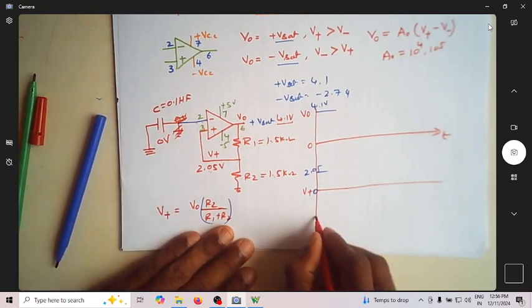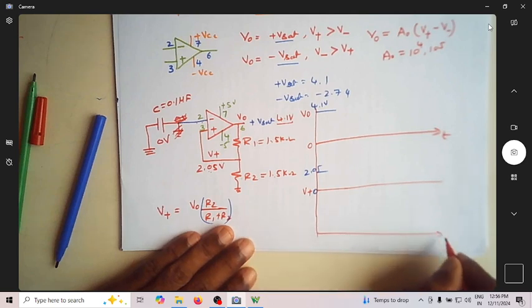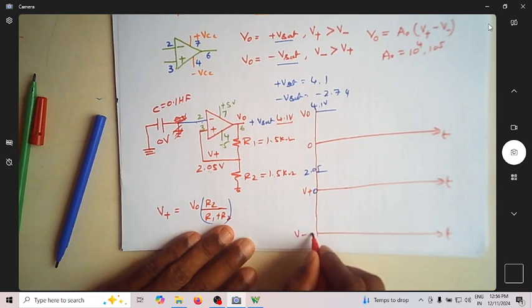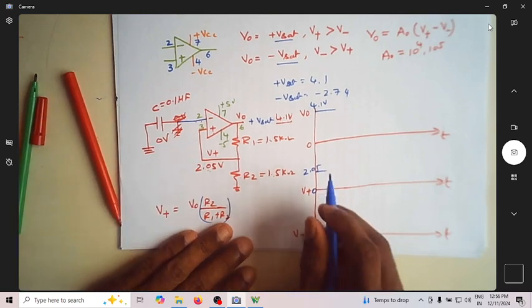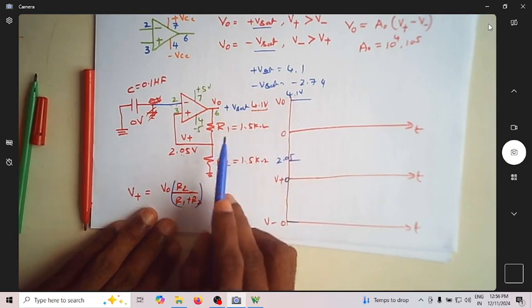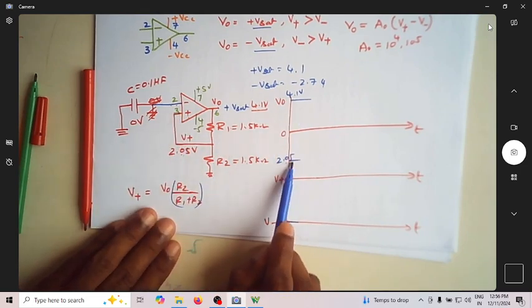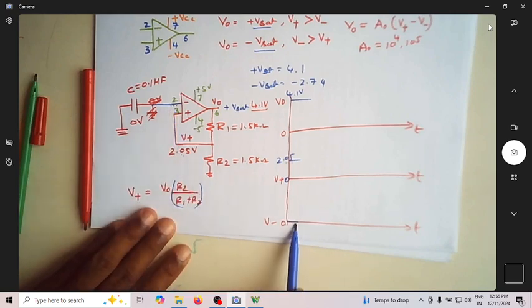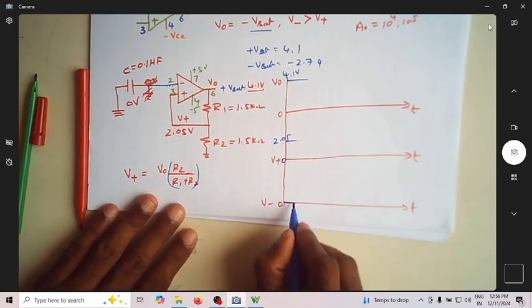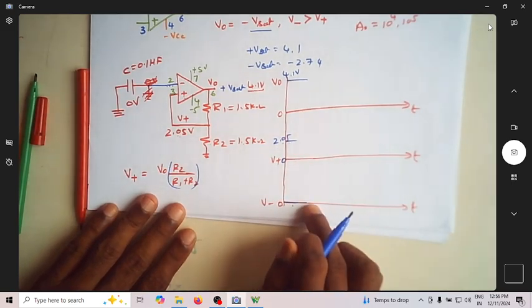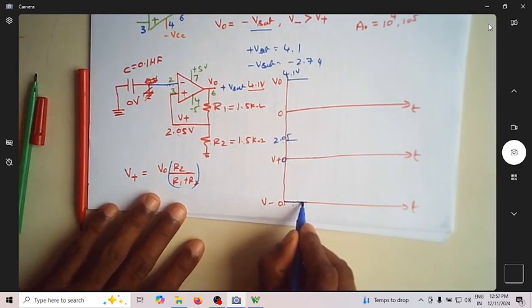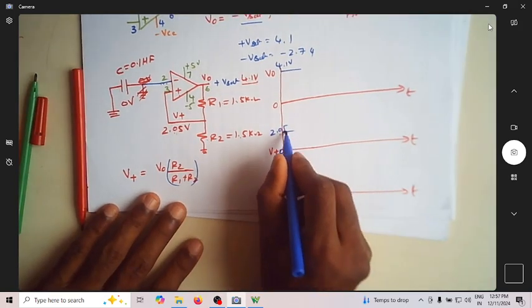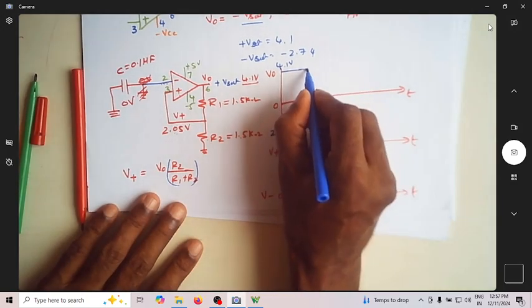Let me write that also. This is the voltage at V minus, which is 0 now. So this voltage is 4.1, this voltage is 2.05, and this voltage is 0 volt. This continues to be at 0 because there is no charging path for this. So this continues to be at 0, this continues to be at 2.05, and this continues to be at 4.1.